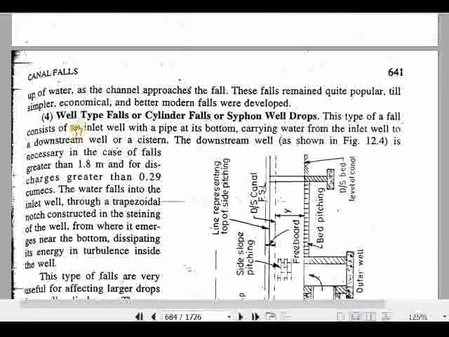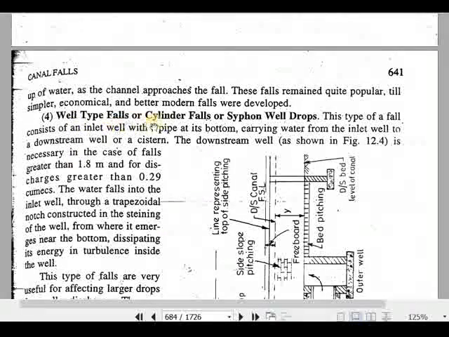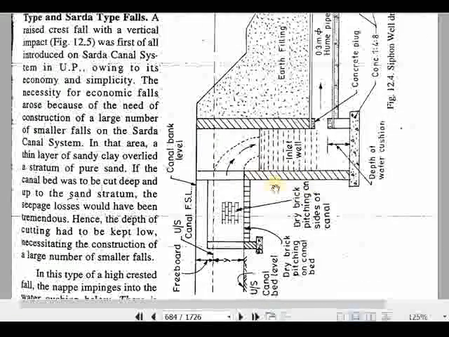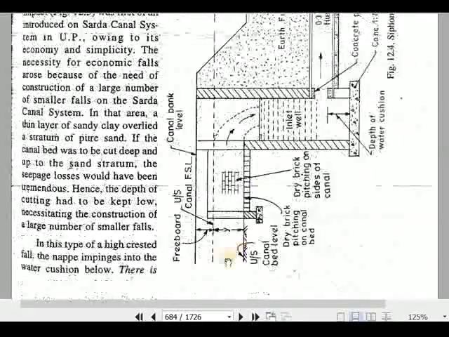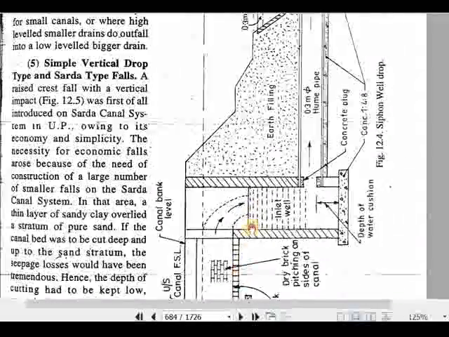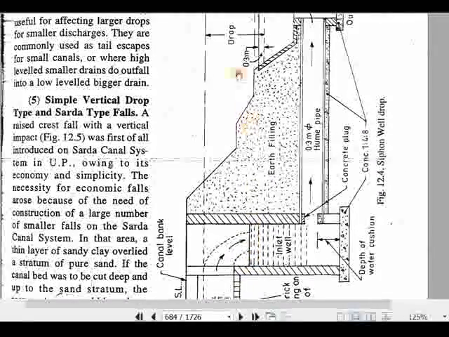And here we have another type, the well type fall or cylinder fall or siphon. If you see from this direction, in this direction water is coming; you can see this is the water direction. See the cursor, water is flowing in this direction and passing this, and here we have a well. Water is flowing into the well, and in the well there is a depth of water, and this depth of water will be the downstream depth.